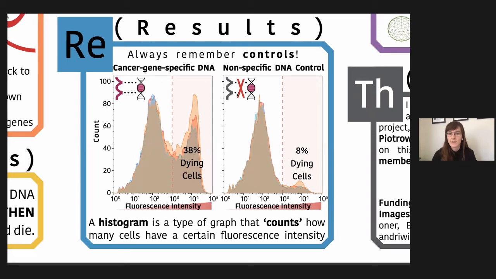So we would think if you have that non-specific interaction, that it's not going to be as toxic to the cells. And as you can see here, there are definitely a lot fewer sick cells or dying cells when we give this kind of random piece of DNA that doesn't interact with the cancer gene, compared to when we give the cancer specific DNA. There's a lot more sick cells here.